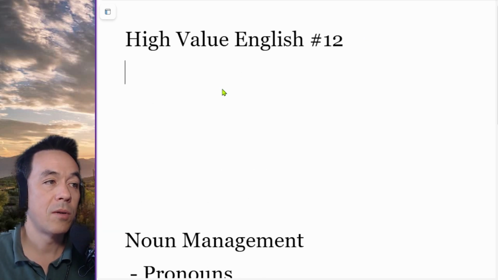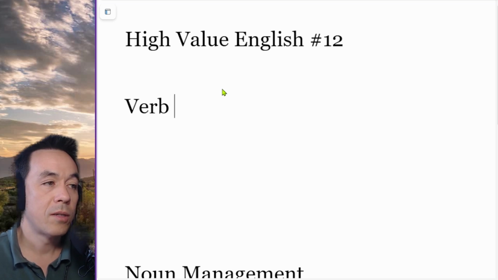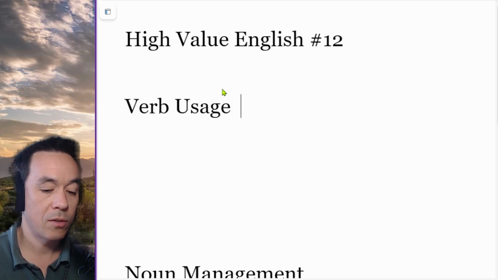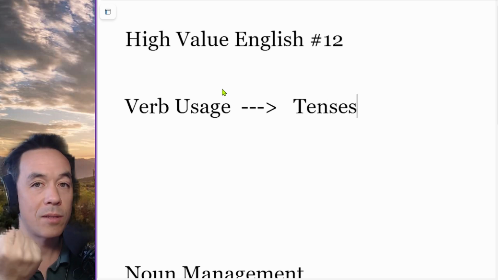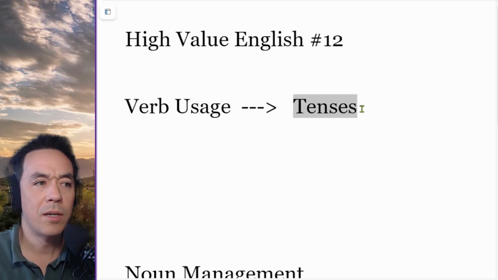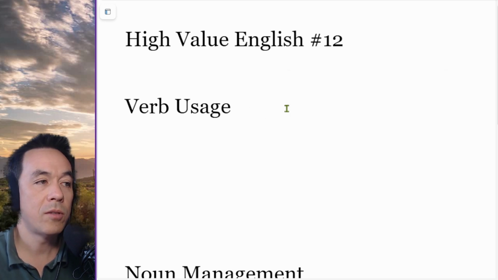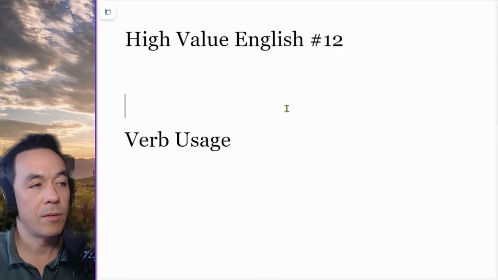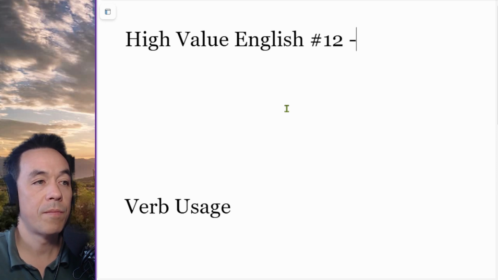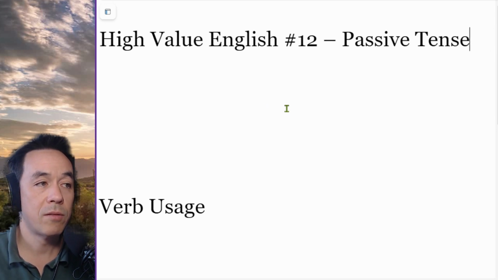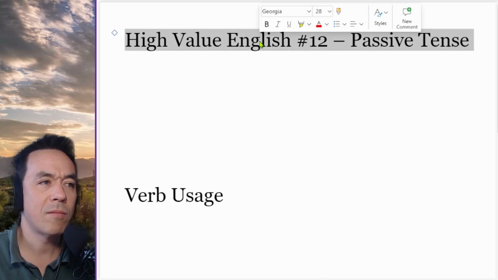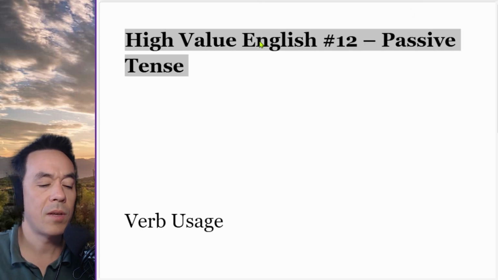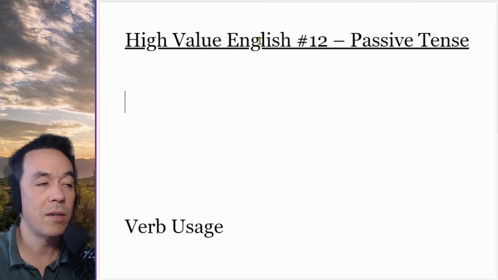Let's get back to some verb usage. And so that's in a textbook called tenses. But that's an English word in a textbook. But yeah, let's get into a new verb usage or verb style. This is the passive tense. All right, the passive tense. And even that name, I don't really know what it means. That's just the name of it.